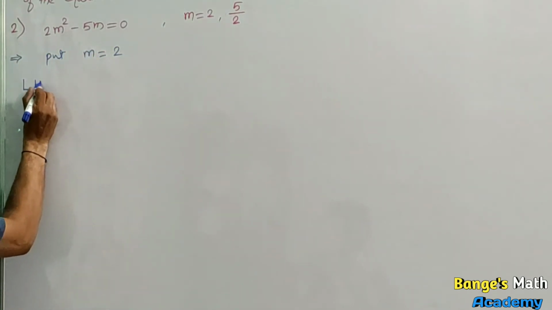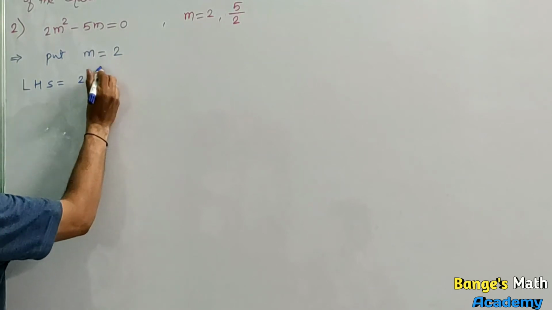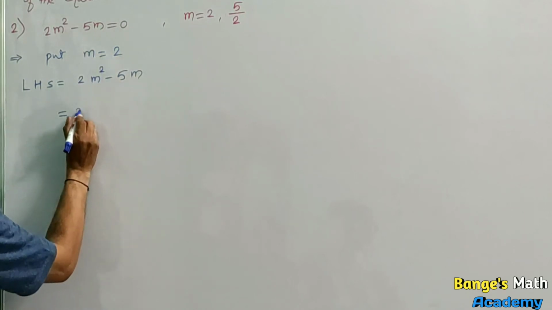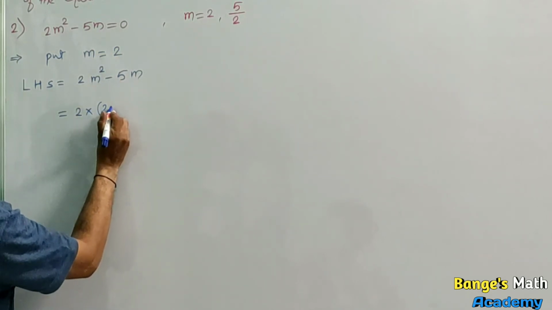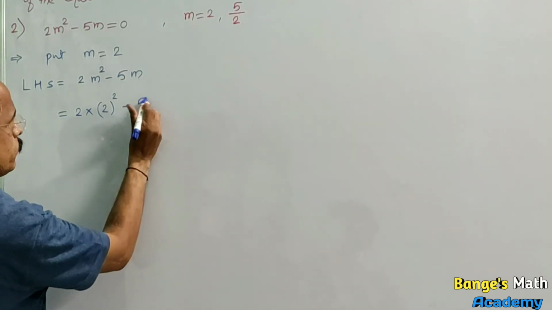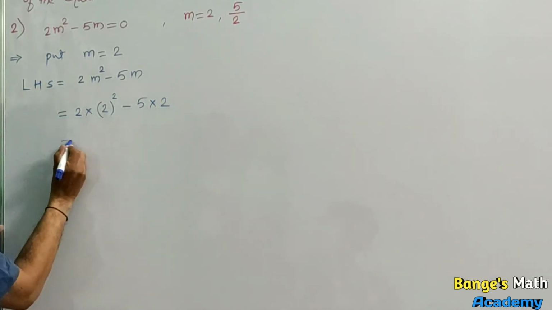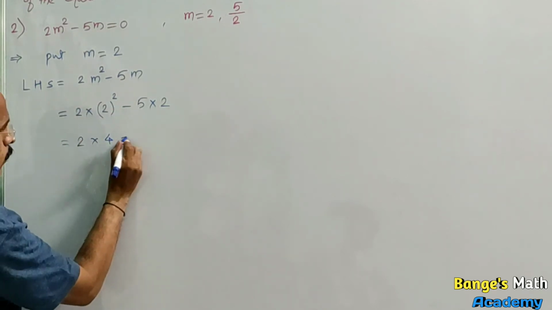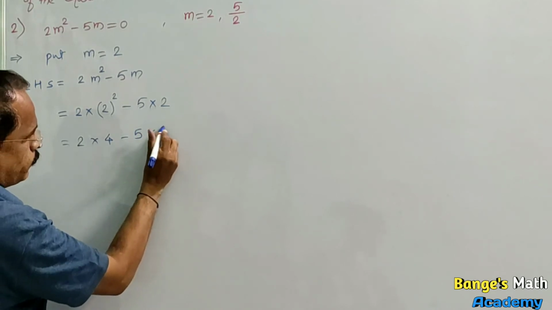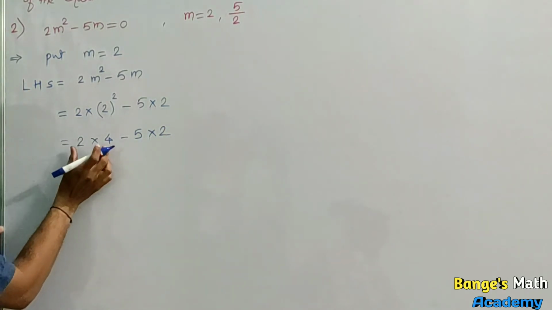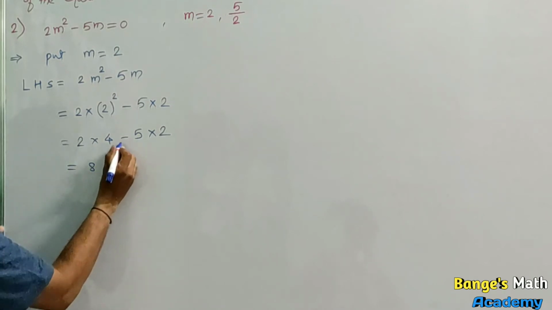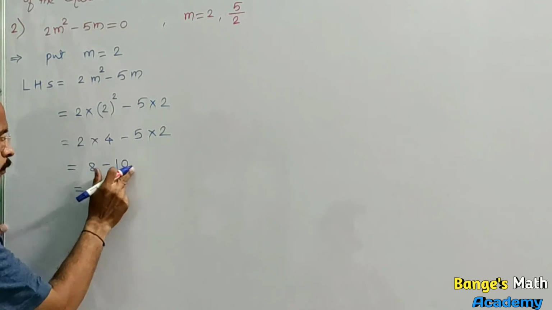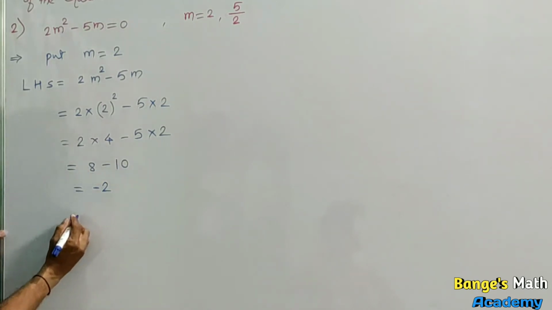Consider LHS. LHS is 2m square minus 5m. Put value of m as 2. 2 into m square means 2 into 2 square minus 5 into 2. Simplify this: 2 into 2 square is 2 into 4, which is 8, minus 5 into 2, 10. Subtraction of this, 8 minus 10, is minus 2.